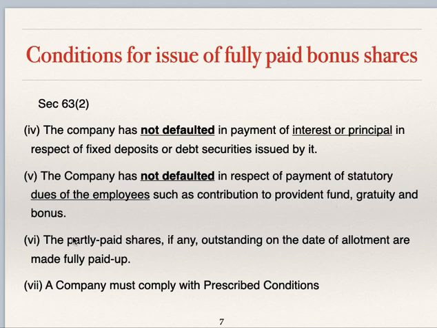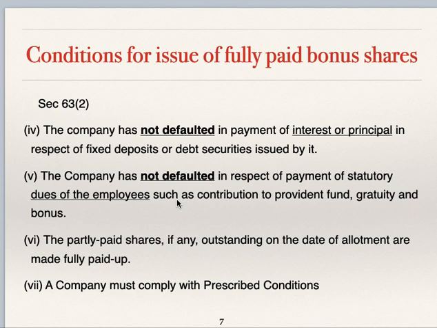So, if company has made any default in payment of interest or principal of any fixed deposit or any debt liability, then company is not allowed to issue bonus shares. If company has made any default in payment of statutory dues to its employees like contribution to PF, gratuity, etc., then again it is not allowed to issue fully paid bonus shares.